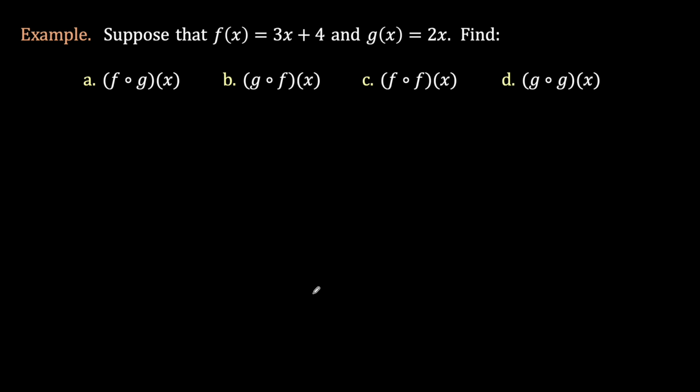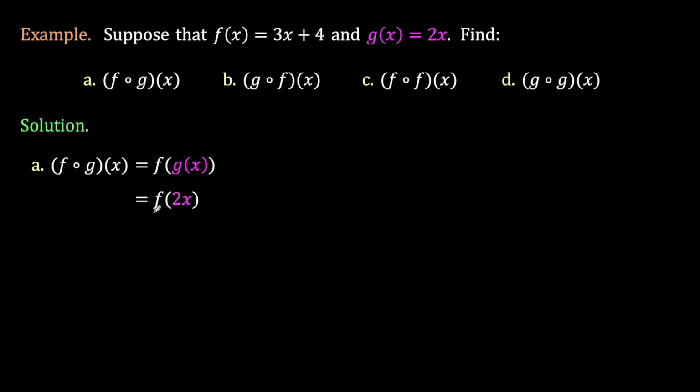Let us start with letter A. We have f circle g of x. So as a solution, by its definition, this is just equal to f of g of x. Take a look at this. We have g of x, which is equal to 2x. So, g of x inside of the parenthesis will be replaced by 2x. 2x is now the input inside the f.